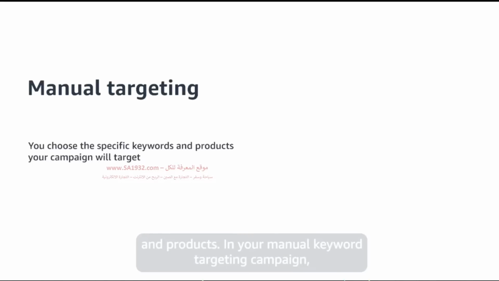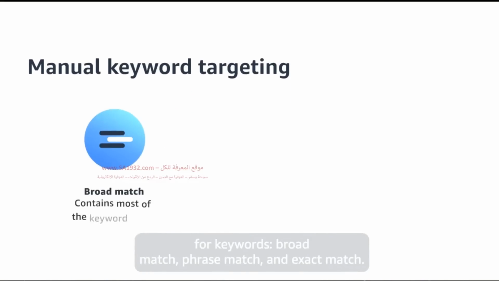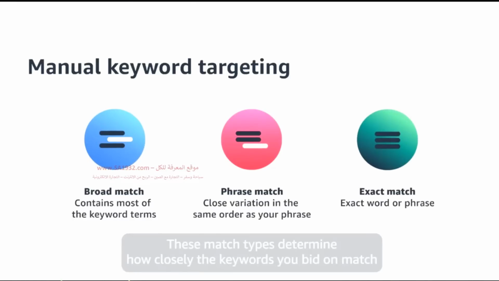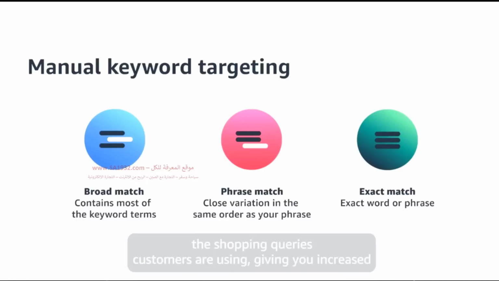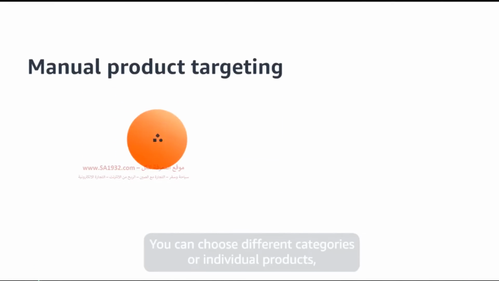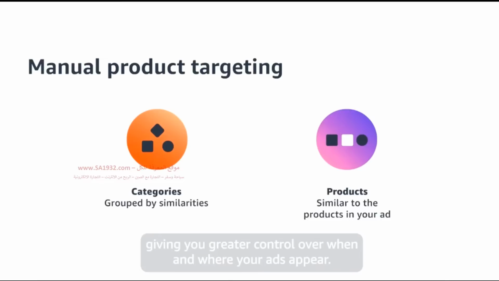In your manual keyword targeting campaign, you can choose different match types for keywords: broad match, phrase match, and exact match. These match types determine how closely the keywords you bid on match the shopping queries customers are using, giving you increased control over spend. In your manual product targeting campaign, you can choose different categories or individual products, giving you greater control over when and where your ads appear.